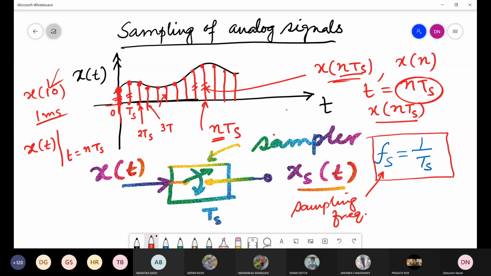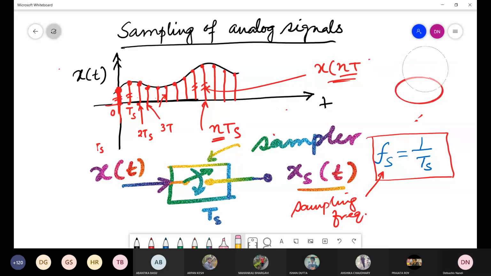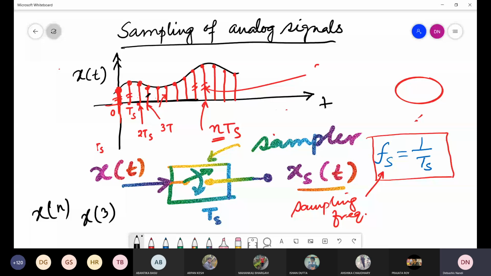Now, after sampling the signal, each and every sample has a certain value. For example, consider the nth sample, which will be represented by xn. Suppose here 1, 2, 3, 4, this is your fourth sample. Actually, if I think about the number of samples, it will be the n plus 1th sample, because you started from n equal to 0.